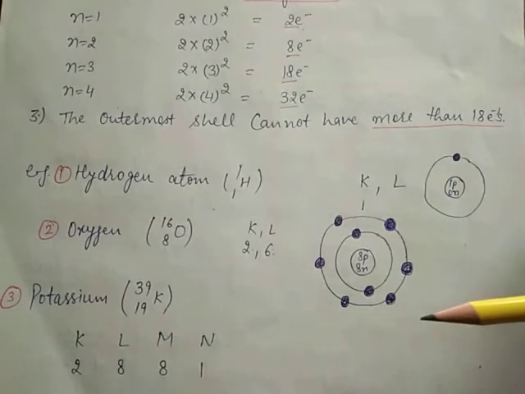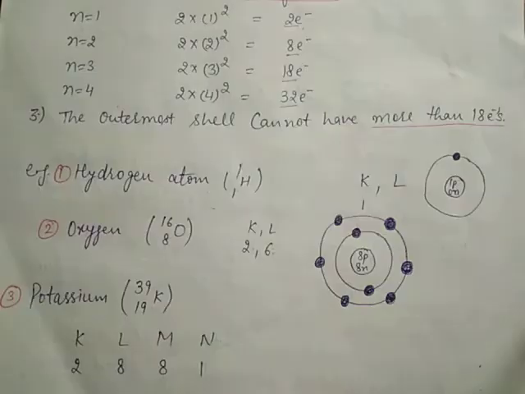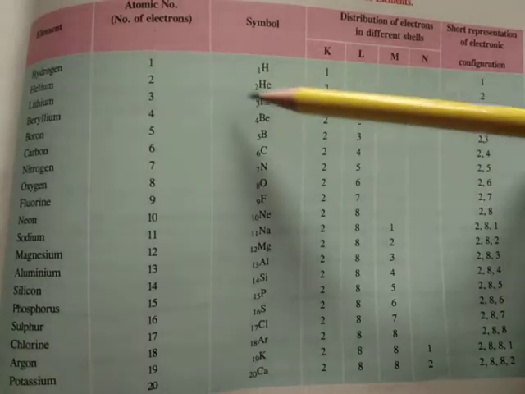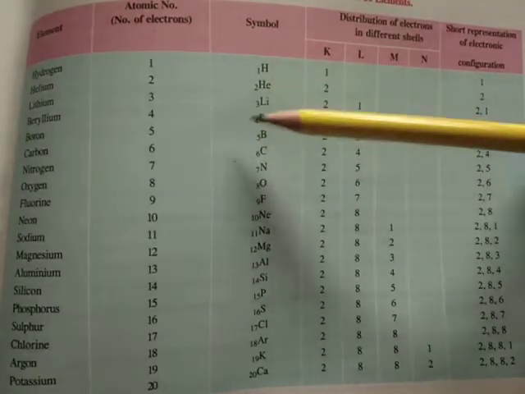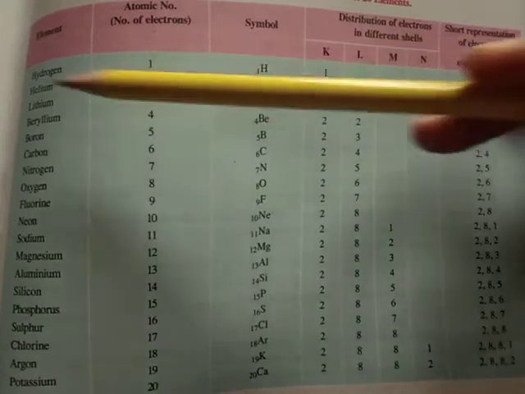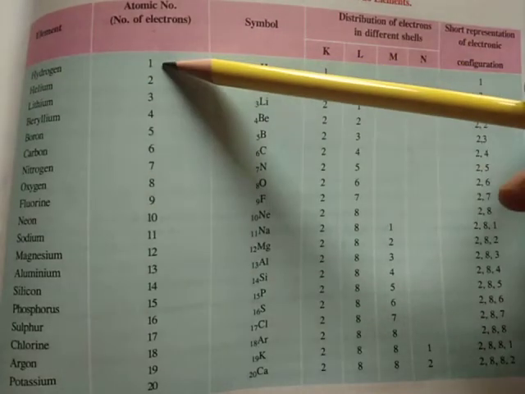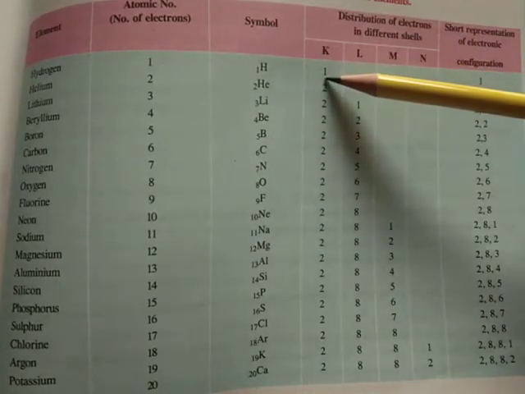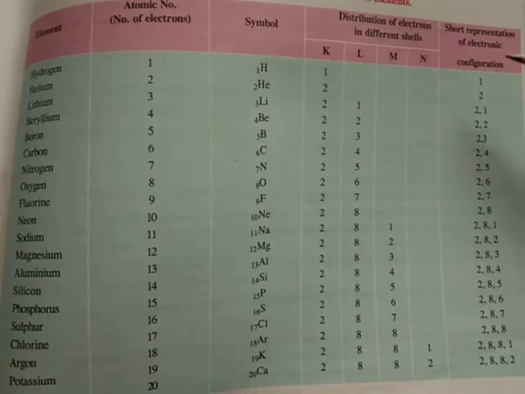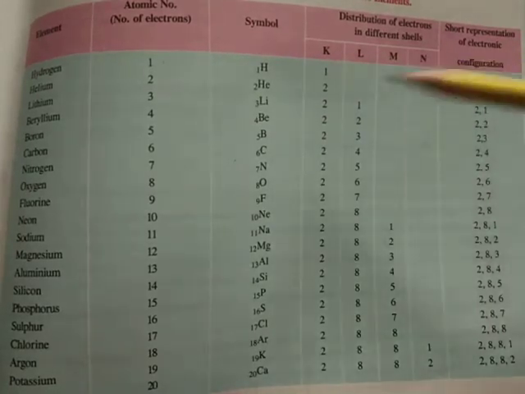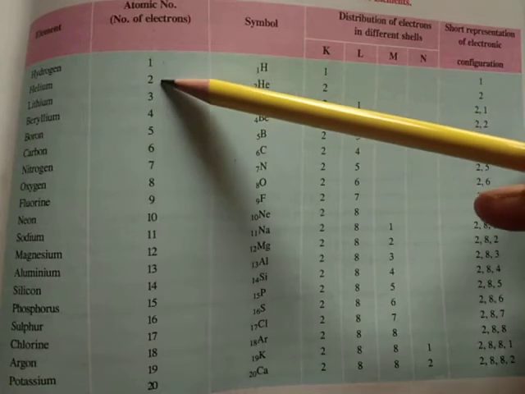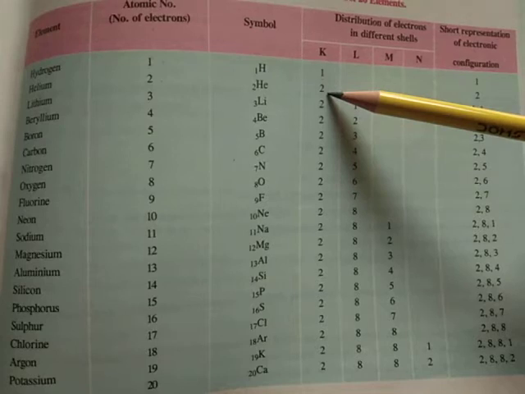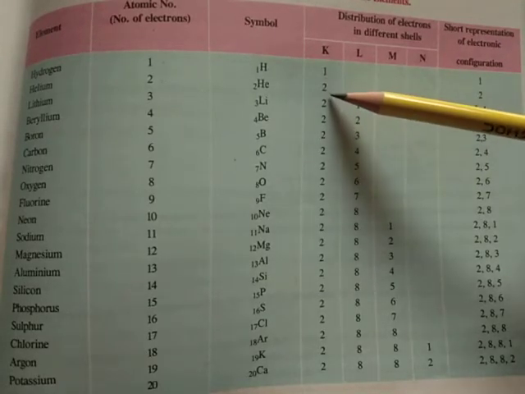Electronic configuration means the arrangement of electrons within an atom. Now you can see the electronic configuration of the first 20 elements. Hydrogen, atomic number 1, symbol is H. In the K shell only 1 electron is present, so the short representation of electronic configuration is 1. Helium, atomic number 2, in the K shell only 2 electrons are present. Maximum 2 electrons you can fill in the K shell.